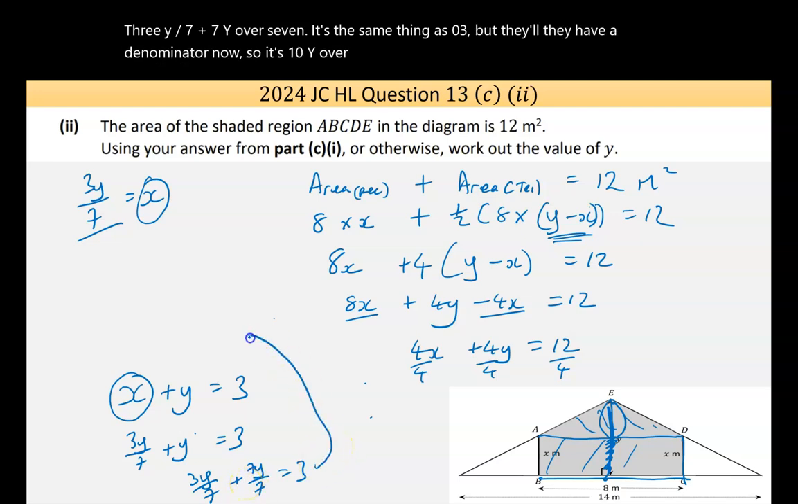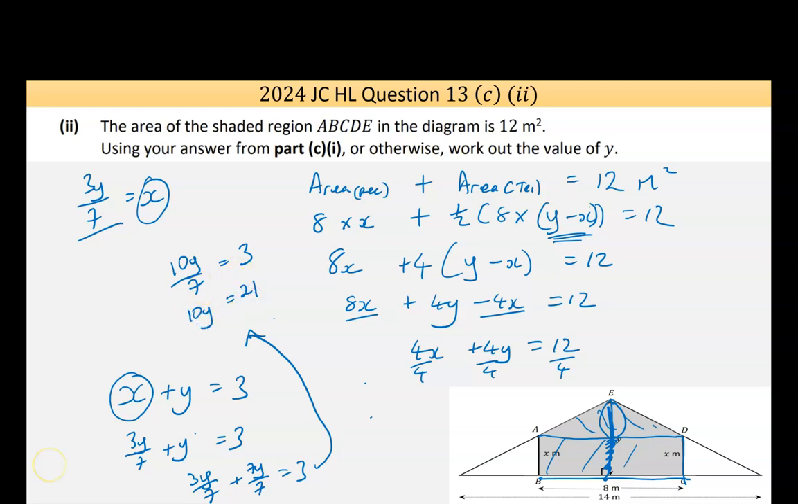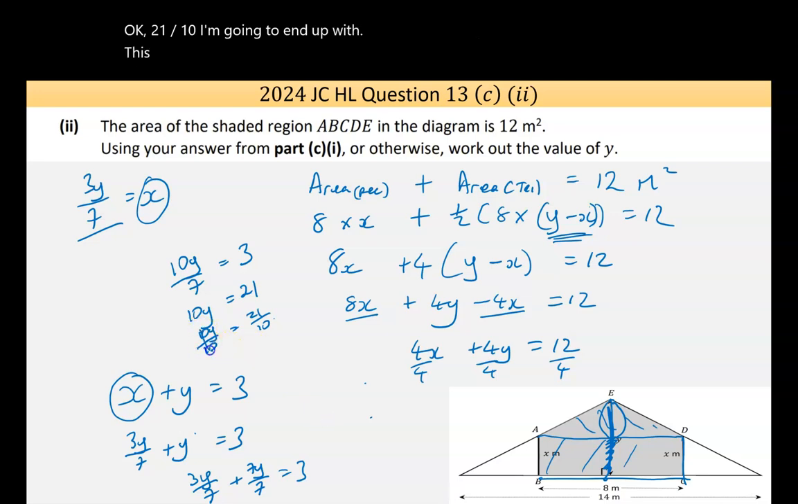And we'll come up here. 10y over 7 is equal to 3. Now I multiply the 7 across. 10y is equal to 3 sevenths is 21. Now I've run out of space again, but if I divide both sides by 10, 21 over 10, I'm going to end up with this figure here. The 10s will cancel. y is equal to 21 over 10.